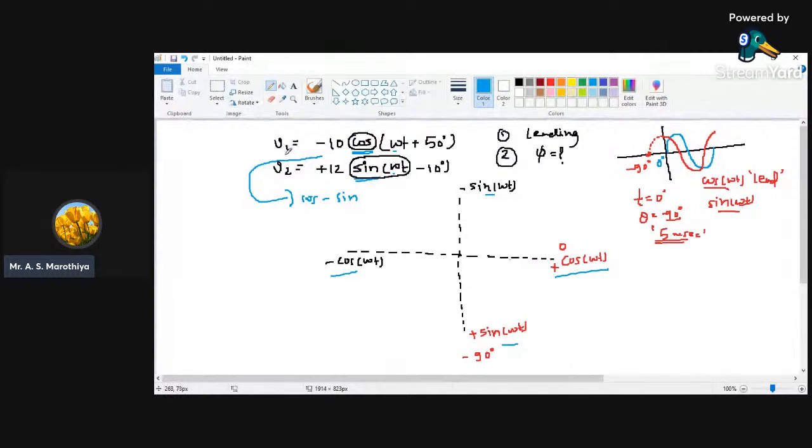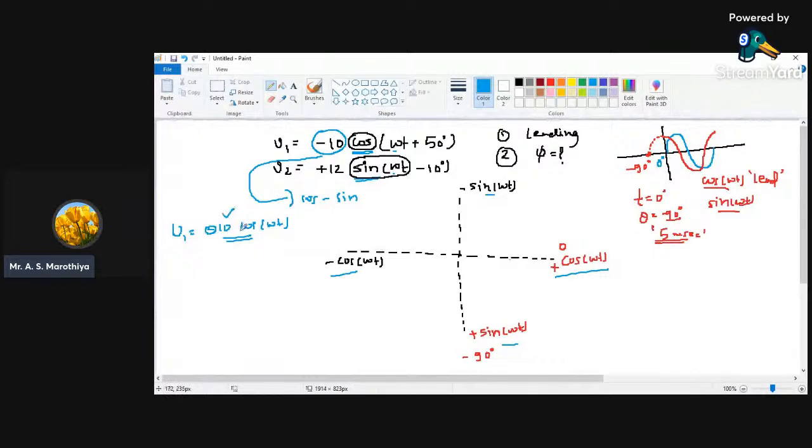So the first quantity is v1, which is going to be minus 10 of cos omega t. Now see here, if you take this as v1, it is minus 10 into cos of omega t. If you focus on this only, this minus sign is going to be assigned with cos omega t. So minus cos omega t is something over here. This is very important. Now, minus cos omega t, and the magnitude is 10.